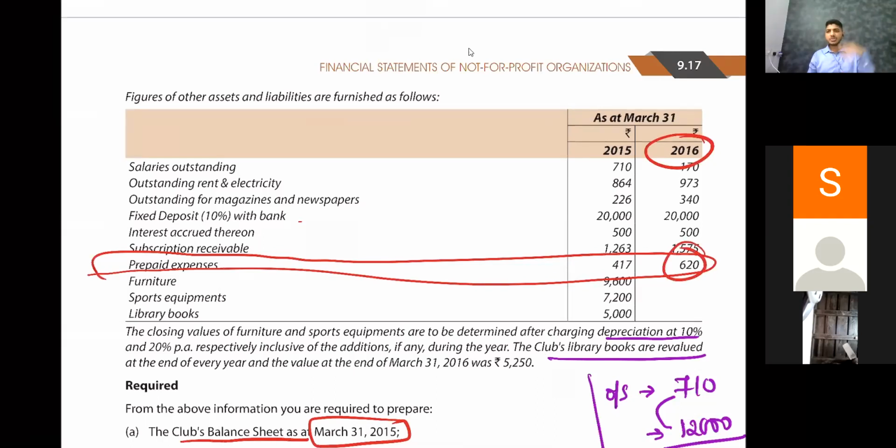So is it this year's expense or next year's expense? It is next year's expense.